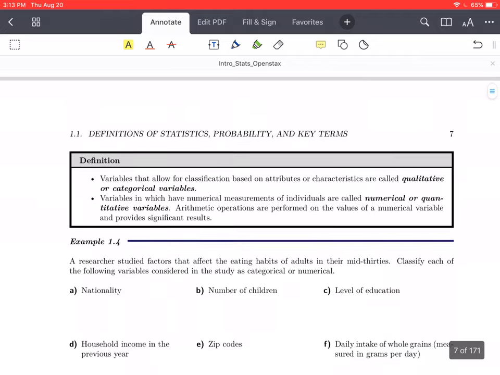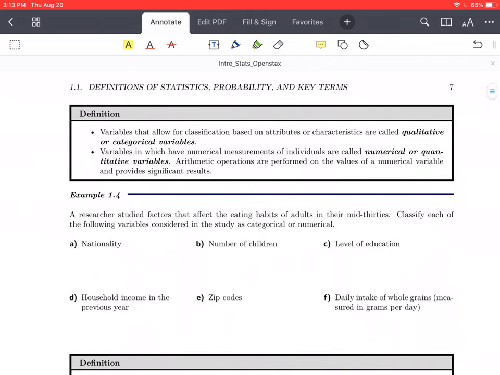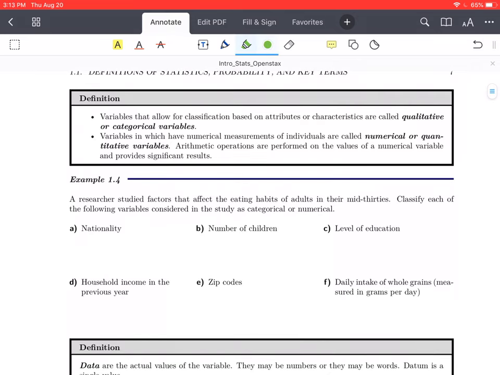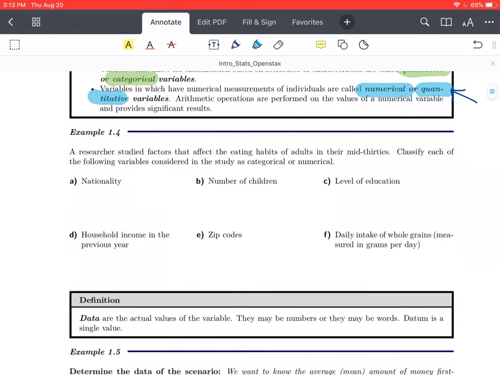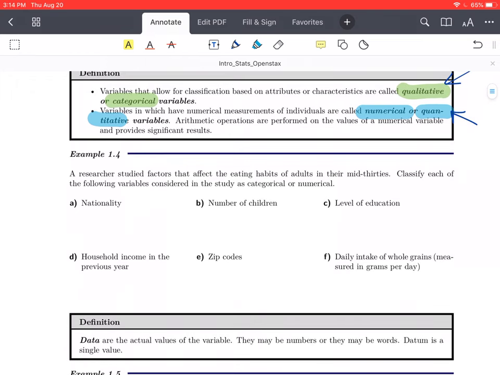All right. Now while we're talking about variables, we need to look at some different classifications of variables. We have a couple different types. We have what are called qualitative or categorical variables, and then we also have quantitative or numerical variables. Qualitative or categorical variables classify based on attributes or characteristics, whereas quantitative variables, like a quantity, or numerical variables, are numerical measurements. That one is a little more straightforward if it's numerical. So let's look at some examples and determine whether these variables are categorical or numerical.